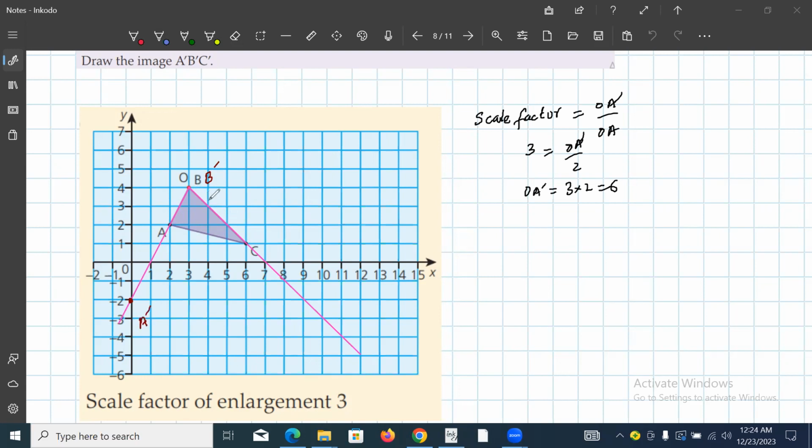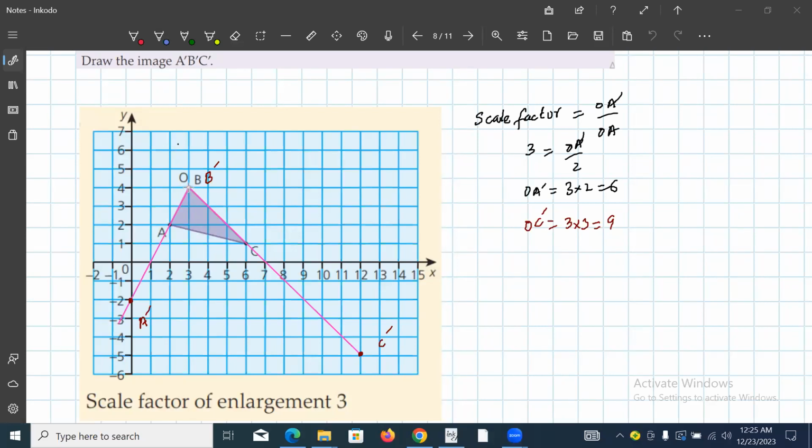And O to C, if you count 1, 2, 3 boxes, so 3 multiplied by 3 means OC dash is 3 multiplied by 3, 9. So 3 we already have, 4, 5, 6, 7, 8, 9. Exactly here is our C dash. And the last thing, we will connect all these points, and that is our enlargement.